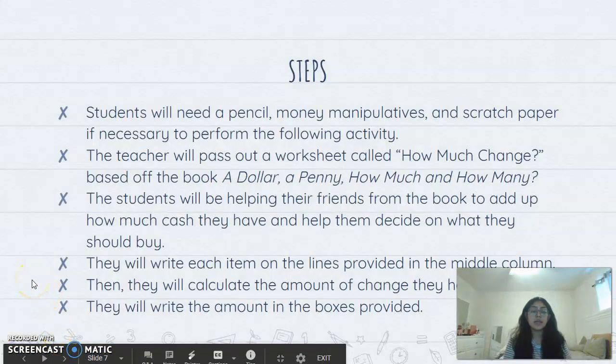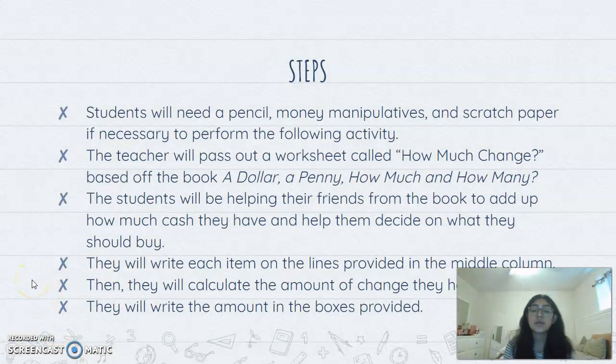So the steps, the students will need a pencil, money manipulatives, and or scratch paper if necessary to perform the following activity. The teacher will pass out a worksheet called How Much Change, based off the book A Dollar, A Penny, How Much, and How Many. The students will be helping their friends from the book to add up how much cash they have and how they can help them decide on what they should buy.